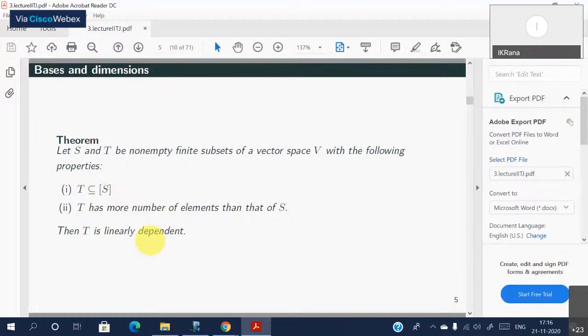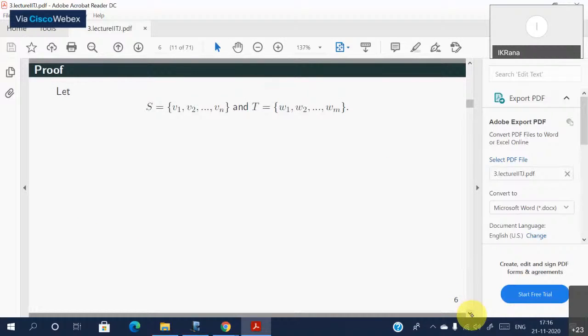Okay, right. So let us look at a proof of this. Let us take the two sets to be S equal to {v1, v2, ..., vn}, and T equal to {w1, w2, ..., wm}. So assumption two says that M is strictly bigger than N. That is the assumption given to us. And the second thing given is that T lies inside the span of S.